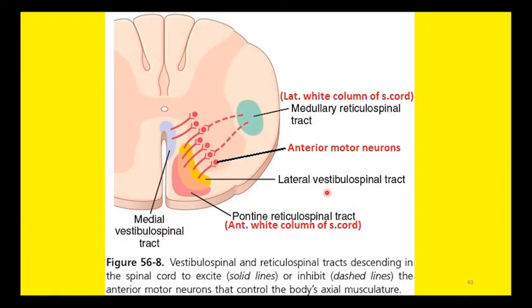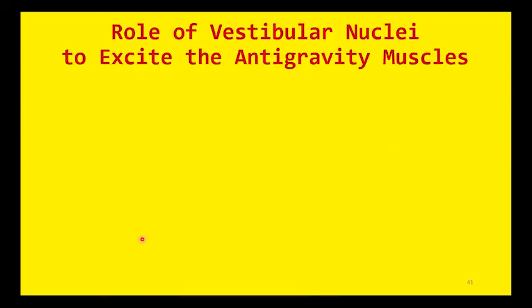In this diagram you can also see another pathway known as the vestibulospinal tract. Placed adjacent to the reticulospinal tract, you can see the lateral and medial vestibulospinal tract. Now this vestibulospinal tract again is an extrapyramidal tract. So let's start with the role of vestibular nuclei.